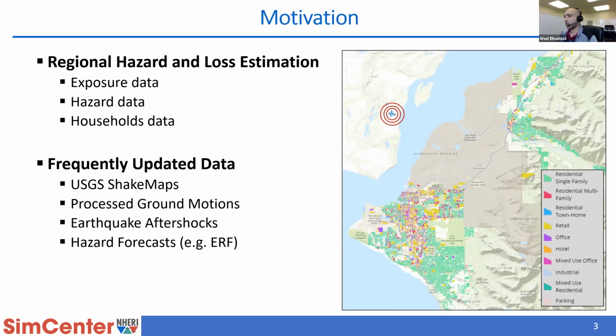The same happens with processed ground motions, for instance. In this same example on the right-hand side, when a magnitude 7 earthquake happened in Anchorage, Alaska, about a year ago, there was a set of processed ground motions that was available a few days after the earthquake, but some of these ground motions were changed. They were processed differently. Some of them had mistakes and so on.